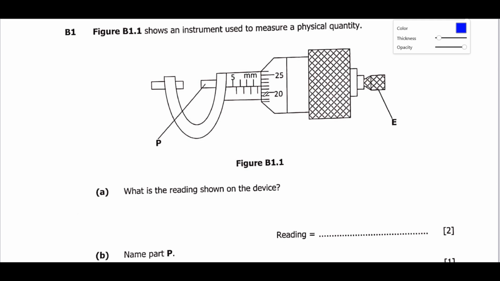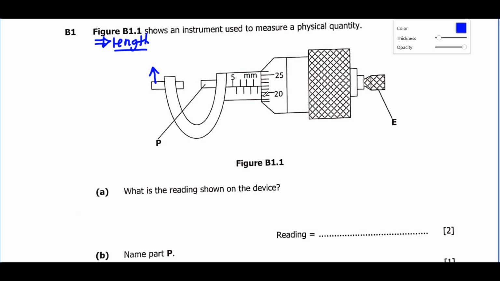Figure 1.1 shows an instrument used to measure a physical quantity, and this physical quantity measured by this instrument is called length. So this instrument is called the micrometer screw gauge. So there are parts that you need to know with their respective function.